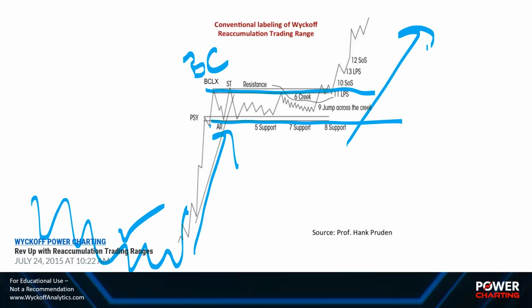Reaccumulation can happen in a number of different ways. This is just conceptual, so that you can see the model. There are different models. One of them is that you get a spring here, which takes out the lows and then reverses sharply and goes up. Very common. See a lot of that.